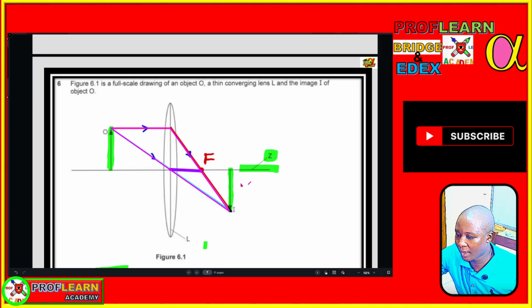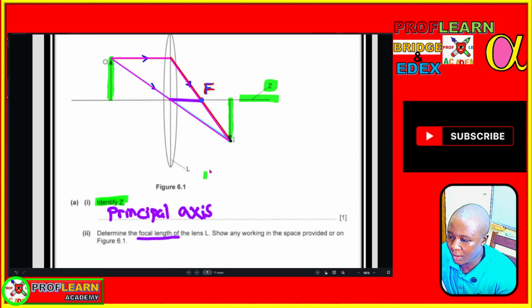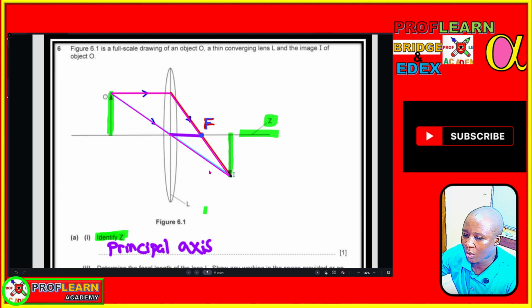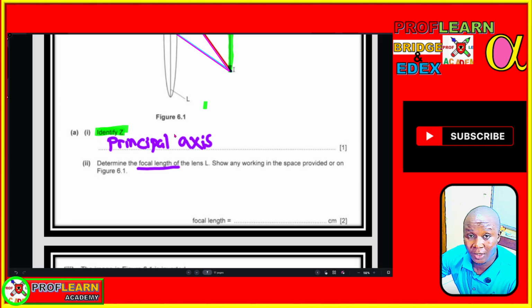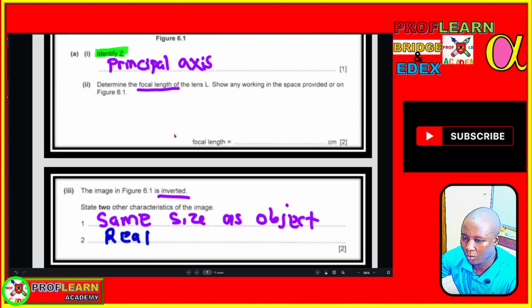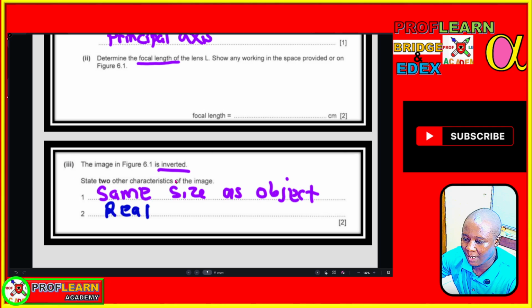Whenever the two lines meet here, this is basically where the image is going to be formed. But you also need to note that the point where the line from the lens crosses the principal axis is our principal focus. So if you are asked to determine the focal length, you measure using your ruler the distance between the center of the lens and the principal focus, and that gives us the focal length. You measure that using a ruler on your end.